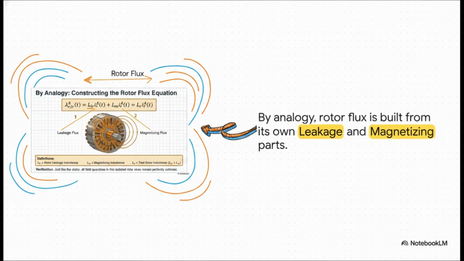You know, this equation should look really familiar. It's the same idea. Just like the stator, we build the rotor's flux linkage from its own leakage and magnetizing parts. And, just like before, as long as we analyze the rotor by itself, all its field quantities are also perfectly collinear. But this time, they're collinear within their own rotating reference frame.